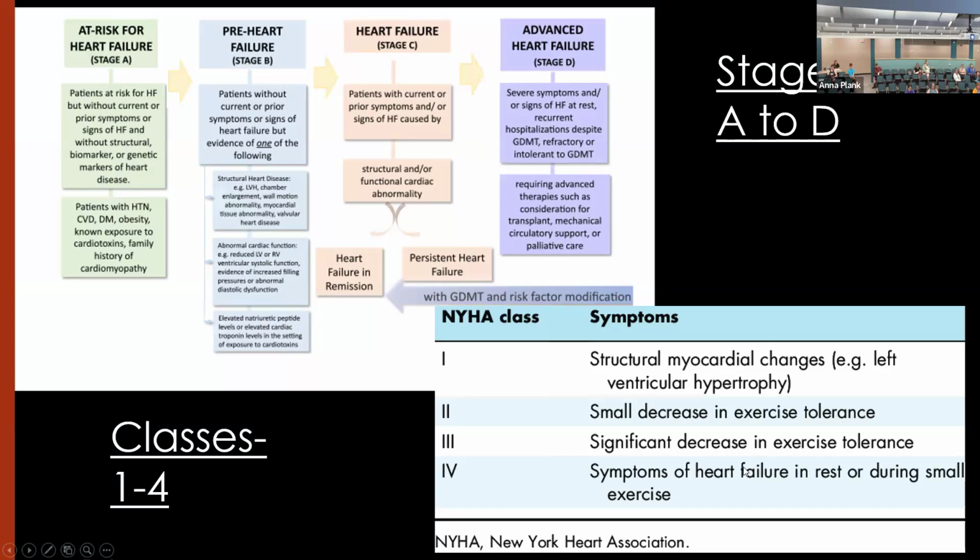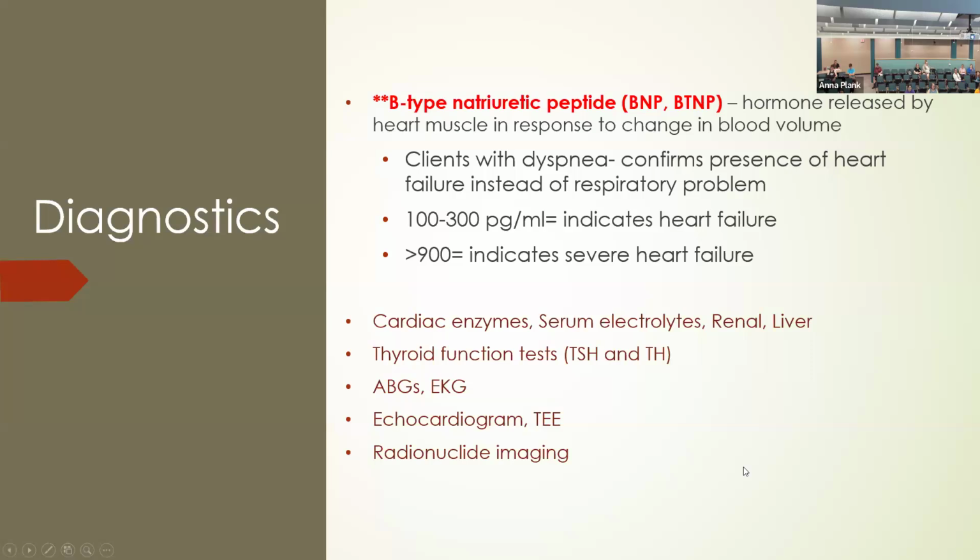So we use two different things to kind of tell where the patient is at, which we do stages and we do classes, right? So stages are A to D, classes are 1 to 4, and then you can pair a letter with numbers, sort of like cancer staging, to kind of give an idea of where you're at. Okay, when you're diagnosing, a new lab that you need to know is BNP. That's your B-type natriuretic peptide, right?